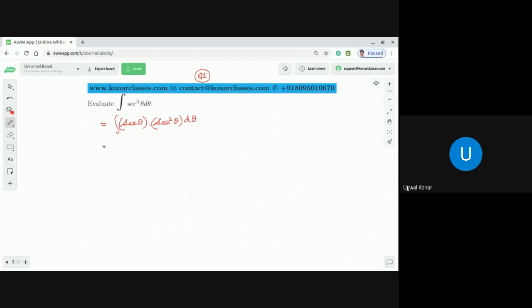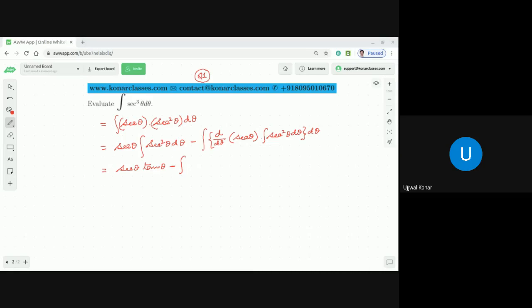Yes, sir. Then what will we write? We will write, simple as that, sec theta into integration of sec square theta d theta, minus integration of d by d theta of sec theta into integration of sec square theta d theta, then complete d theta, isn't it, dear students? So we know what the integration of sec square theta is. What is that? Tan theta. Correct or not? Sec theta into tan theta minus integration of d by d theta of sec theta.